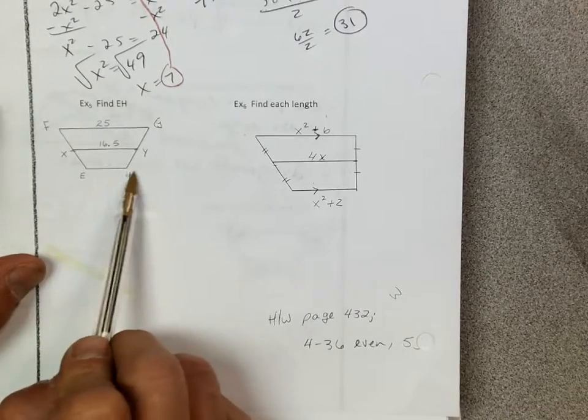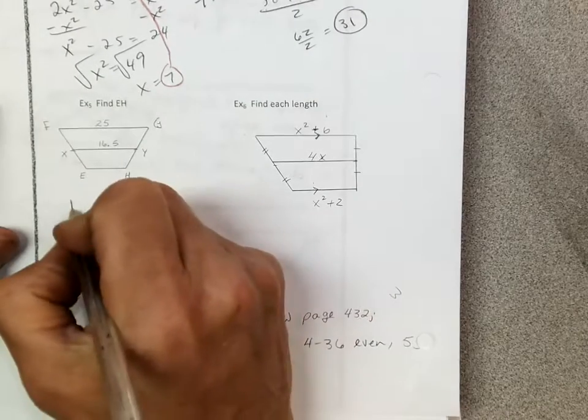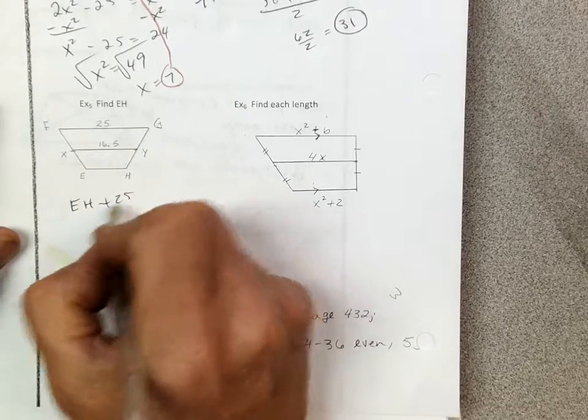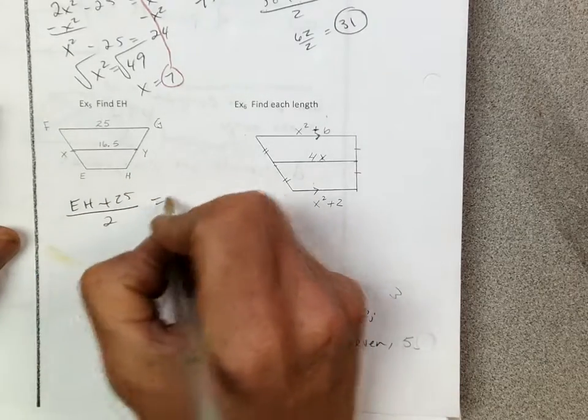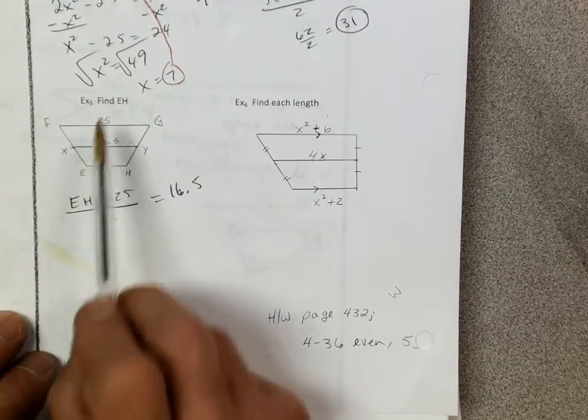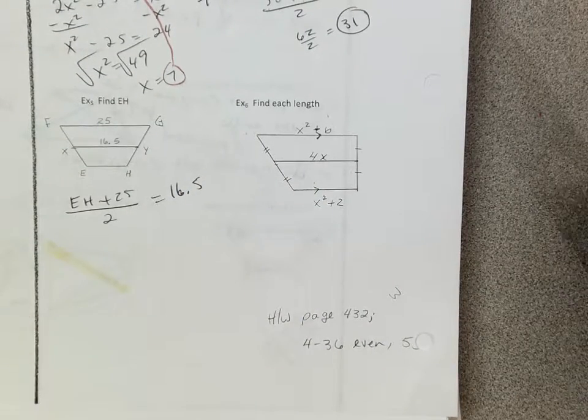So we know that EH plus 25. So I'm going to go, EH, which I don't know, EH plus 25 divided by 2 equals 16.5, okay? So I'm just going to set it up. I know this plus this divided by 2 equals 16.5. So let's solve. Anytime we solve, we undo it. When we undo it, we do the opposite, right? Anytime we solve, we undo it by doing the opposite.